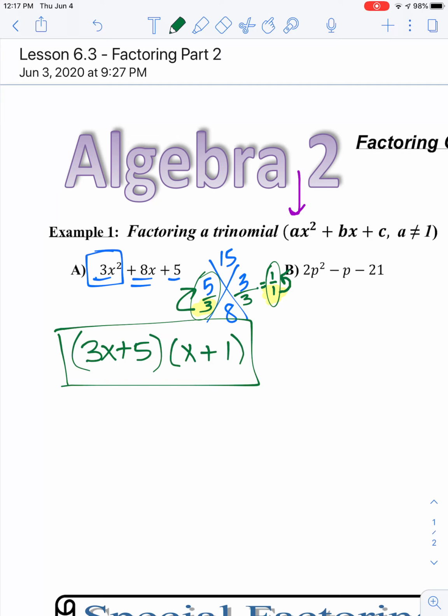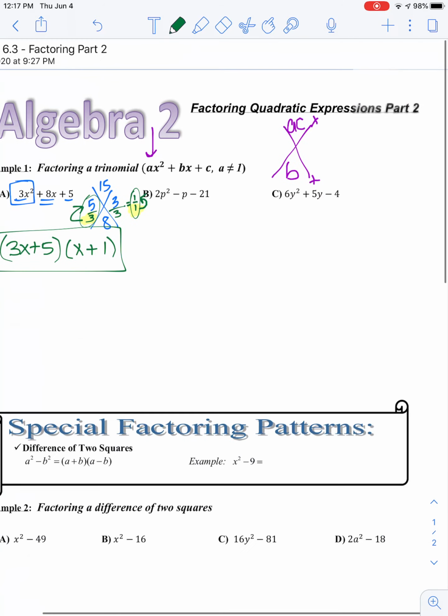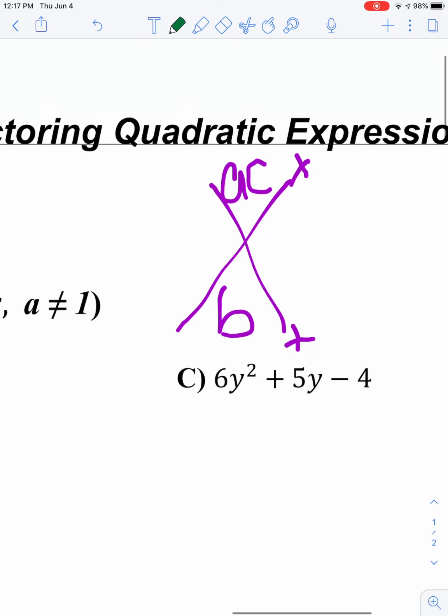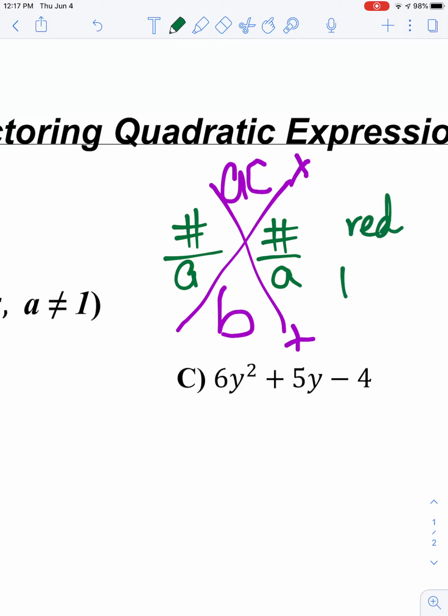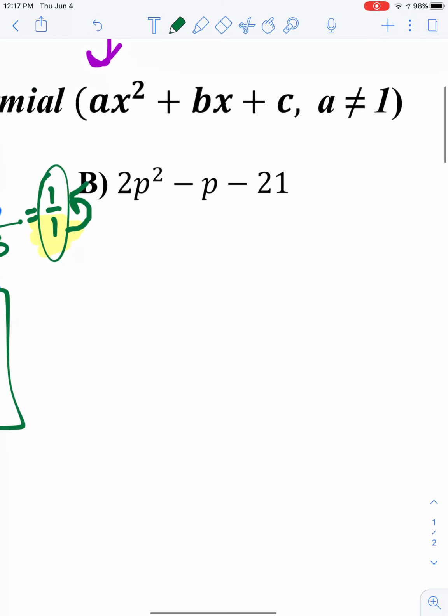You can check this by foiling, just like before. If I were to foil, I'd get 3x squared plus 3x plus 5x, which combines to 8x, and then a plus 5. So to add to this little chart up at the top here, we find the two numbers that multiply to the top, add to the bottom, and then we divide by a, and then we reduce, and then we do bottoms up. Bottom times x plus the top. So let's practice this with a couple more examples.